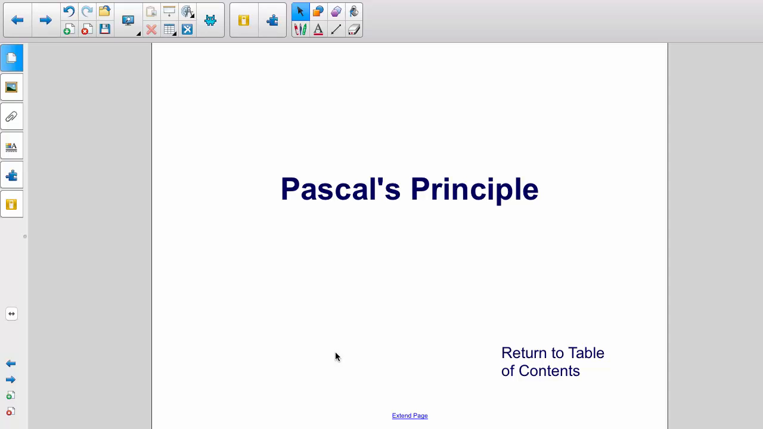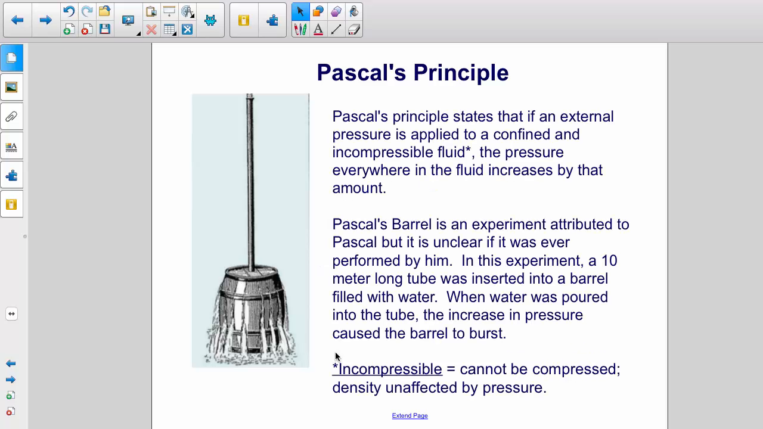Pascal's principle. Pascal's principle states that if an external pressure is applied to a confined and incompressible fluid, the pressure everywhere in the fluid increases by that amount.